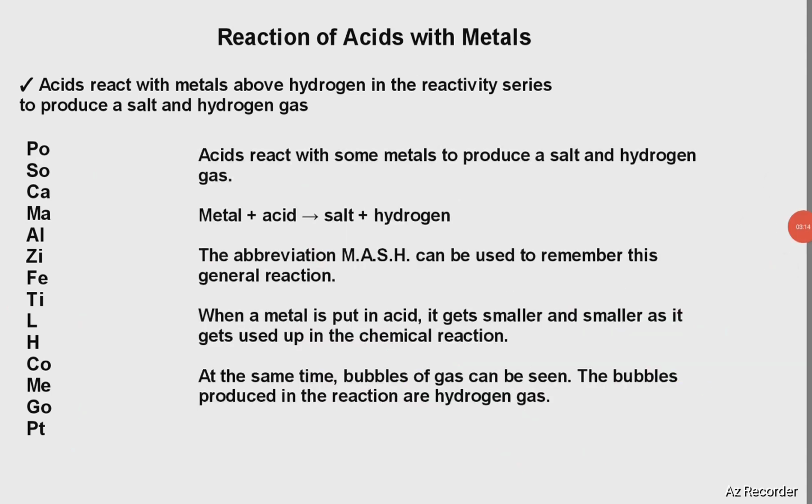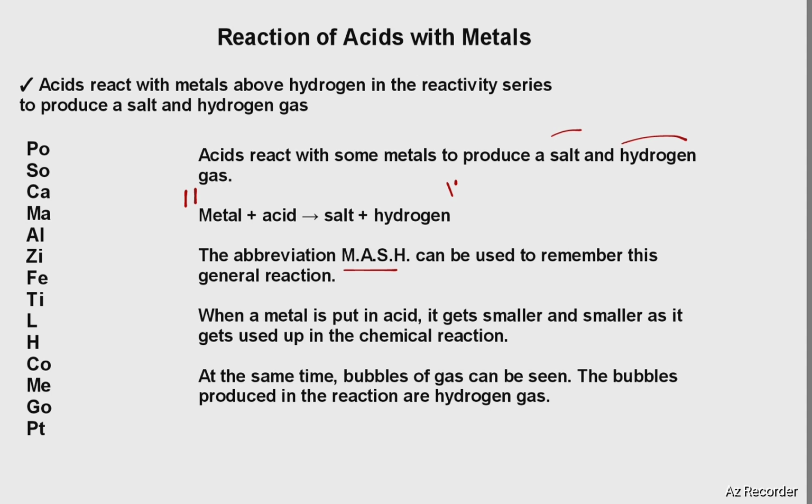So we are saying acids react with some metals to produce salt and hydrogen gas. I'm sure we know this now, and this is the reaction. Here you can use the abbreviation MASH to memorize the general equation: metal plus acid gives salt and hydrogen.